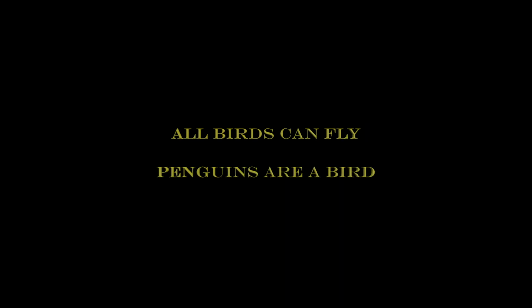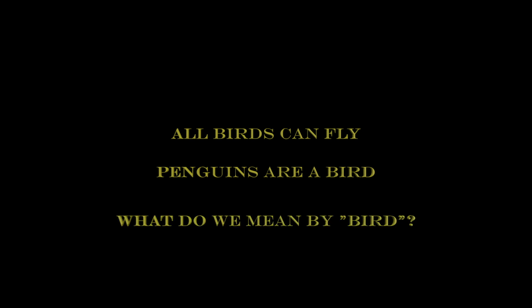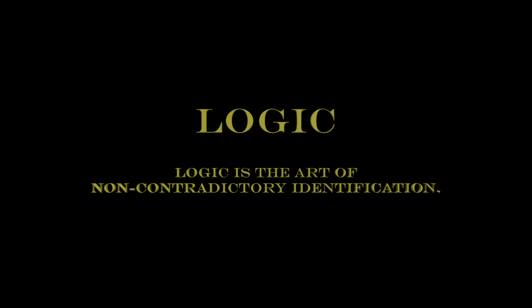It is possible to know two contradictory ideas at the same time, but it is not possible that both pieces of knowledge are true. Therefore, man needs a method of acquiring a non-contradictory truth so as to acquire a higher level of knowledge. This method is called logic. Logic is the art of non-contradictory identification.